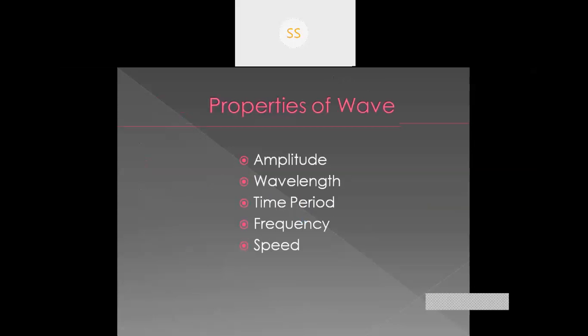Okay, so next one is properties of wave. There are five properties: amplitude, wavelength, time period, frequency, and speed. So amplitude means the height of the wave. Amplitude is the height of the wave. When the particles vibrate, the extent up to which the particles can vibrate is the amplitude.